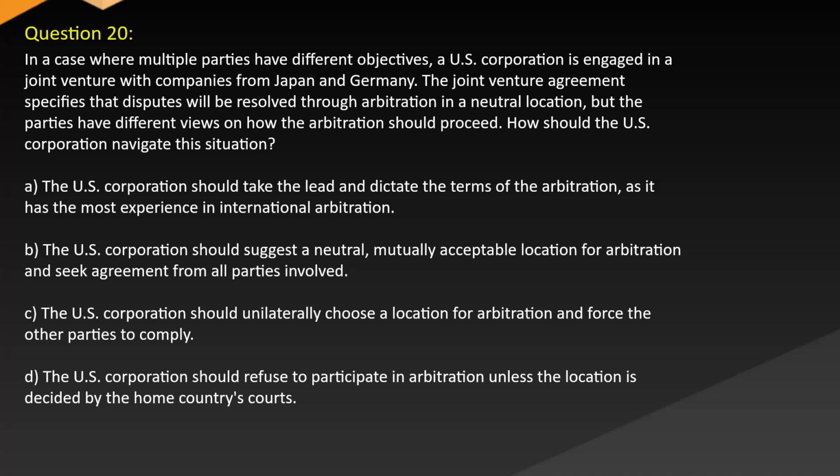A. The U.S. corporation should take the lead and dictate the terms of the arbitration, as it has the most experience in international arbitration. B. The U.S. corporation should suggest a neutral, mutually acceptable location for arbitration and seek agreement from all parties involved. C. The U.S. corporation should unilaterally choose a location for arbitration and force the other parties to comply. D. The U.S. corporation should refuse to participate in arbitration unless the location is decided by the home country's courts.